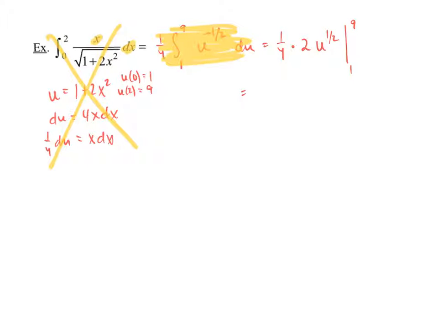I'm going to multiply my 1/4 and my 2, so that's going to give me 1/2. Plug in my upper bound, which is 9 to the 1/2, minus 1/2 of 1 to the 1/2, and so this is going to end up being 3 divided by 2, since the square root of 9 is 3, minus 1 divided by 2, which is equal to 1.